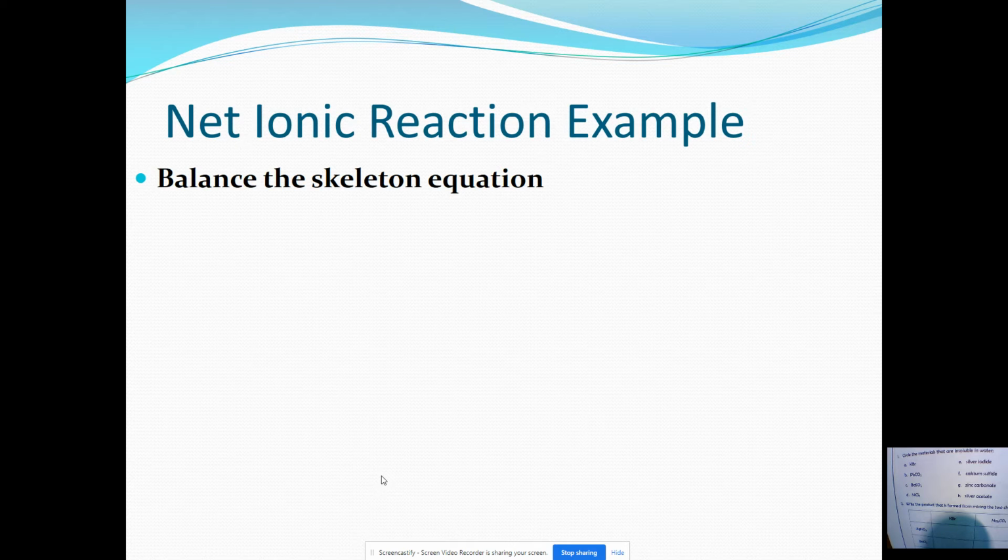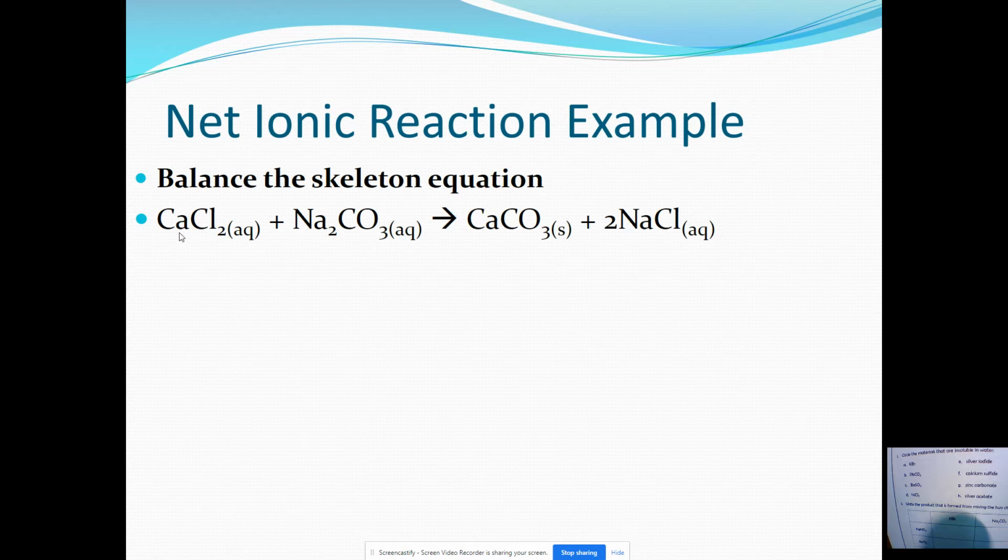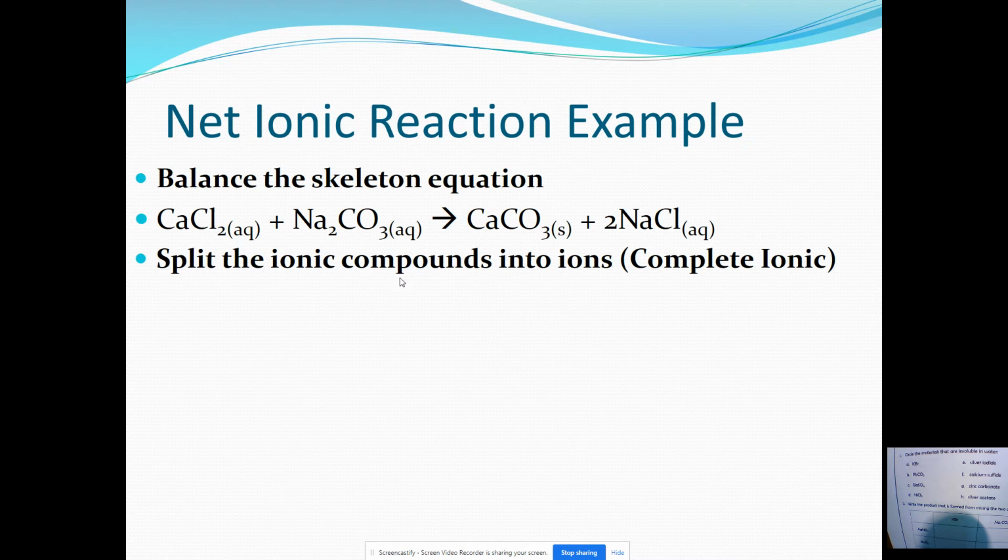In order to write net ionic equations, the very first step is to balance the skeleton equation. So, for example, if this is my equation here, I want to make sure it's balanced. I've got my coefficient in front here. So, step 1 is to balance the equation. Step 2 is to split the ionic compounds into ions. This is called the complete ionic equation. Every time we see aq, we split that apart because that means it's dissolved. When we write the complete ionic equation, we must include the charges.